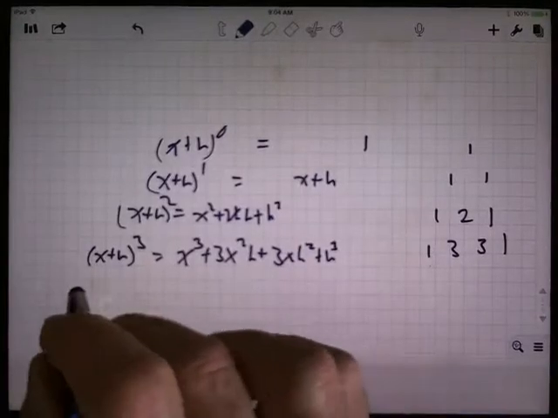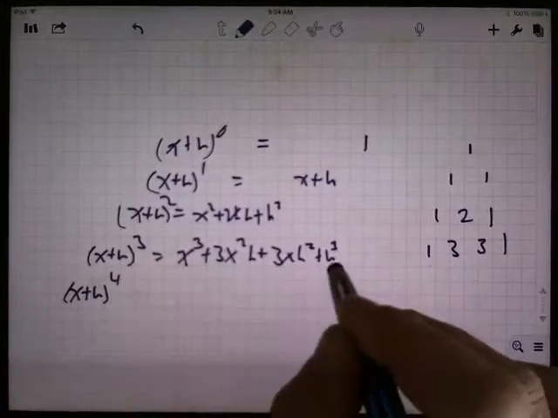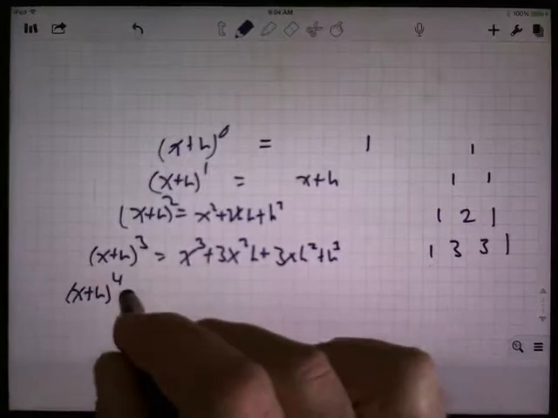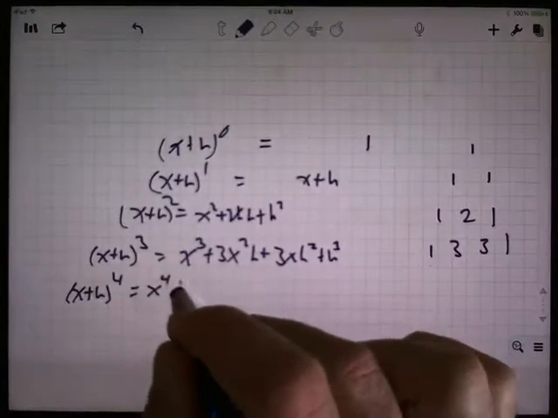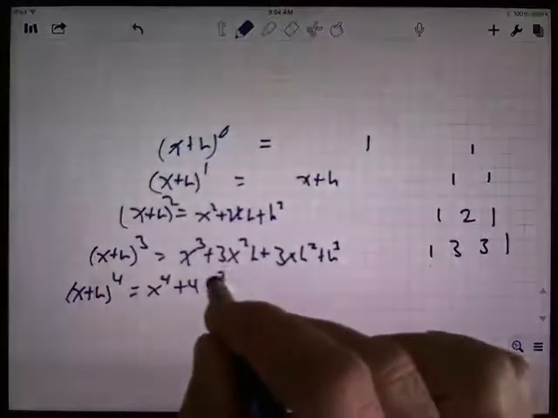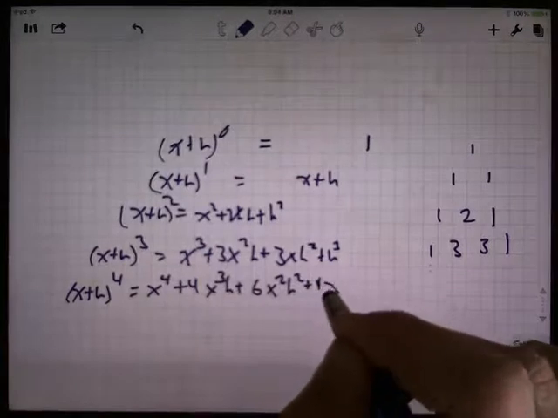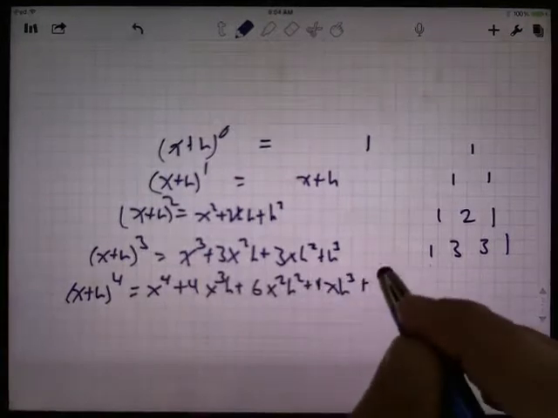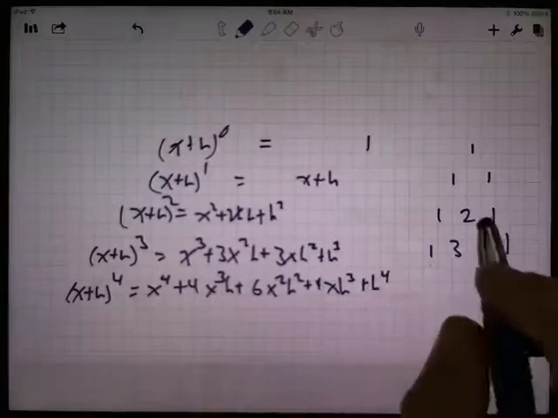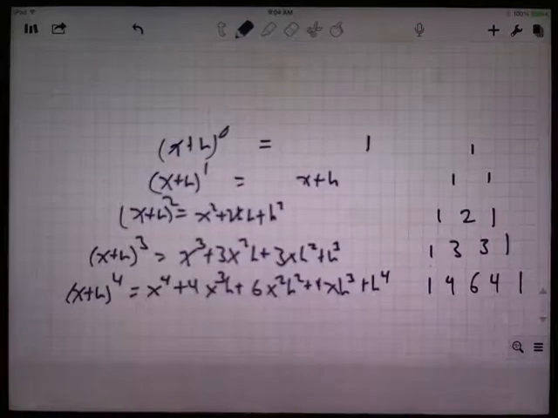I'm going to do one more here. X plus h to the 4th power. So take all of this right here and multiply it by another factor of x plus h. You're going to end up with x to the 4th plus 4x cubed h plus 6x squared h squared plus 4xh cubed plus h to the 4th. There we go. And the coefficients are 1, 4, 6, 4, 1.